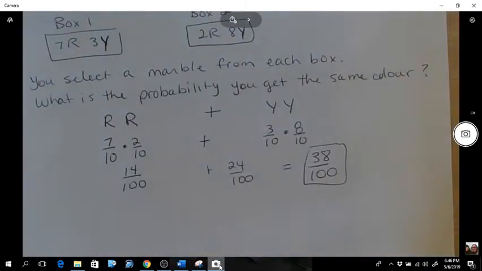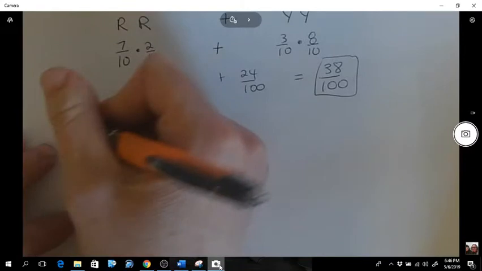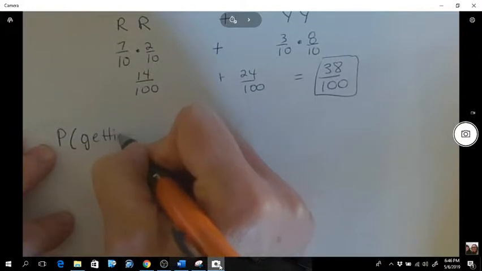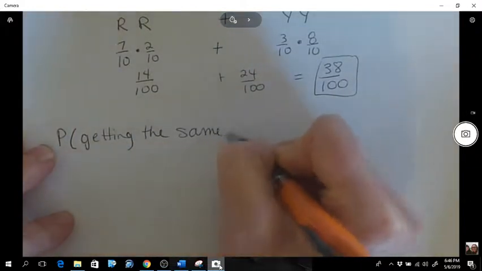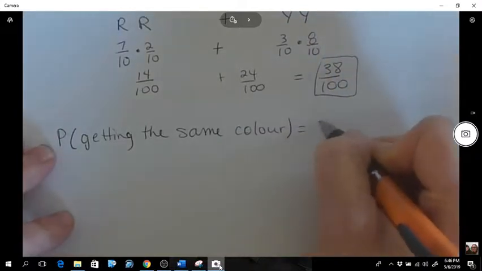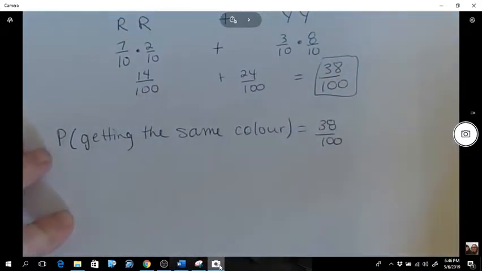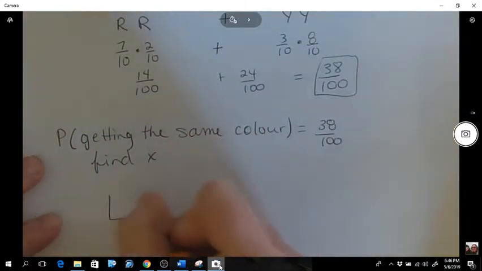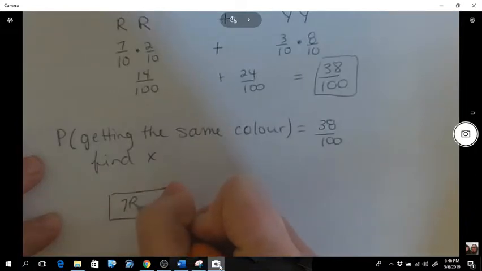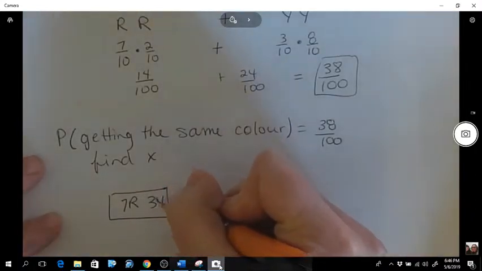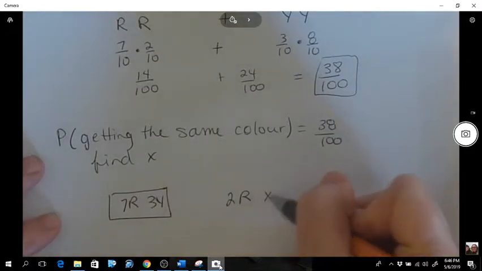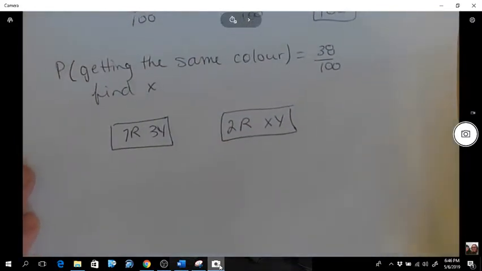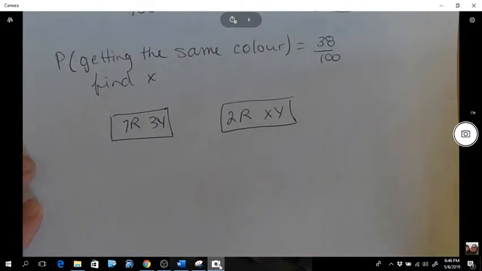The other way that this could be asked is if, let's say I gave you the probability of getting the same color, and I give that to you, and then find x. So I might say something like this: 7 red, 3 yellow. So just working backwards: 2 red and x yellow. So how would you solve this? Okay, so pretend we don't know, obviously.